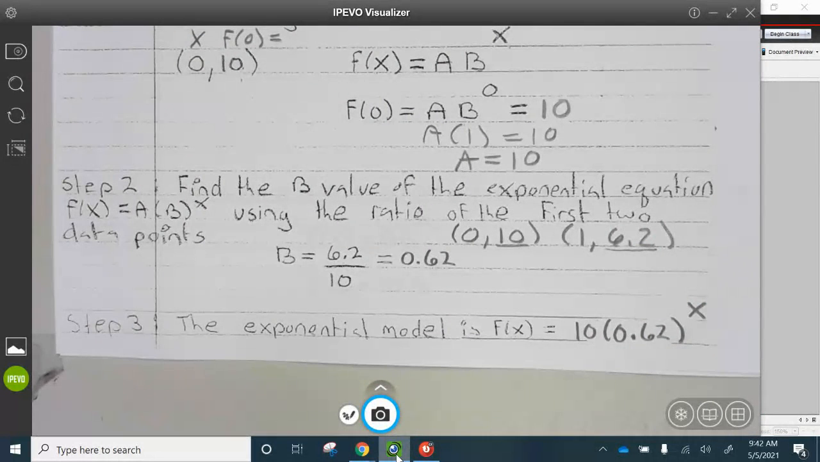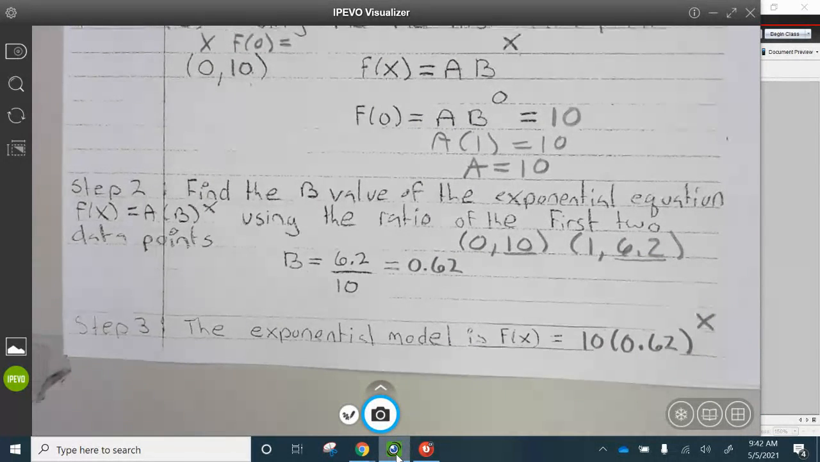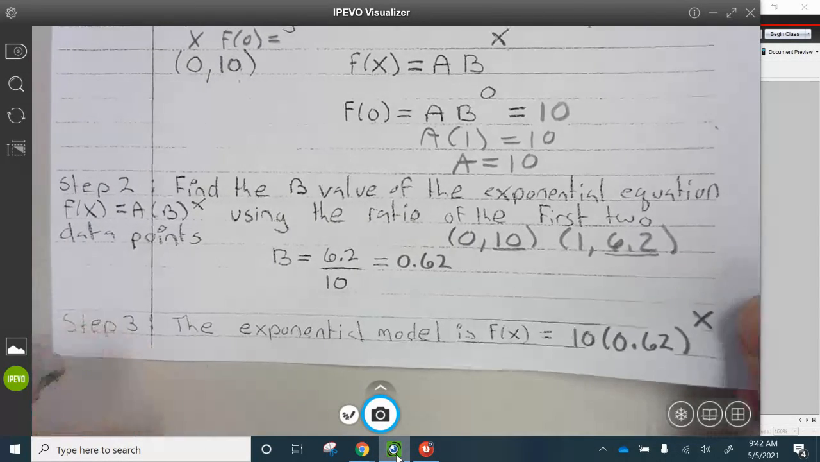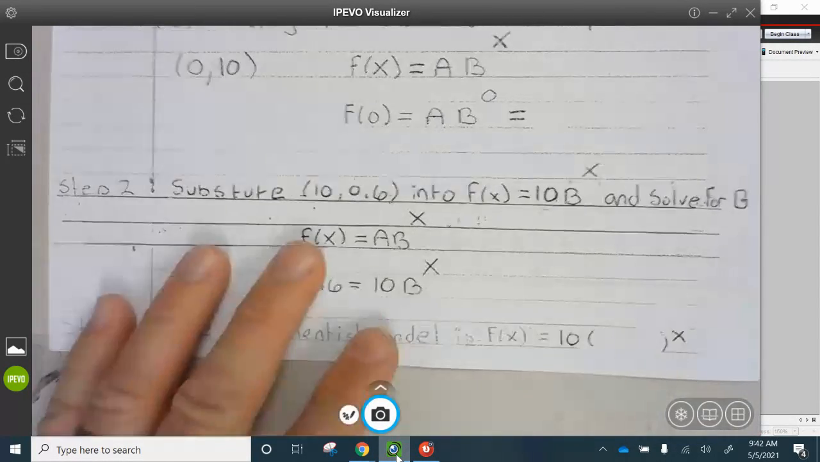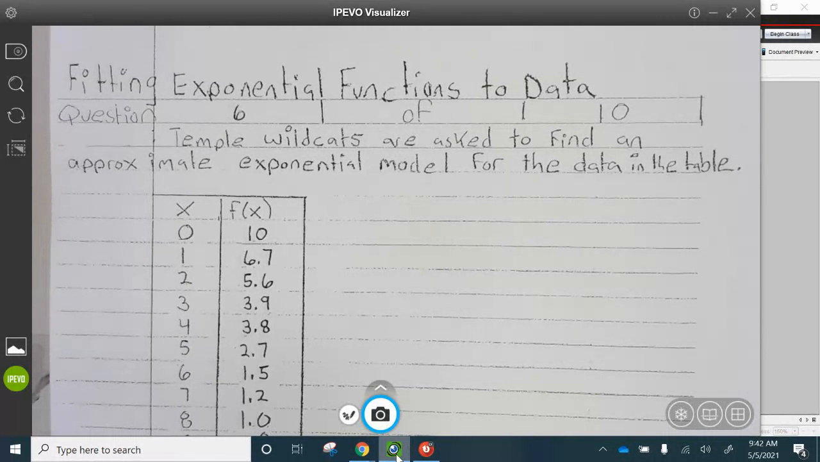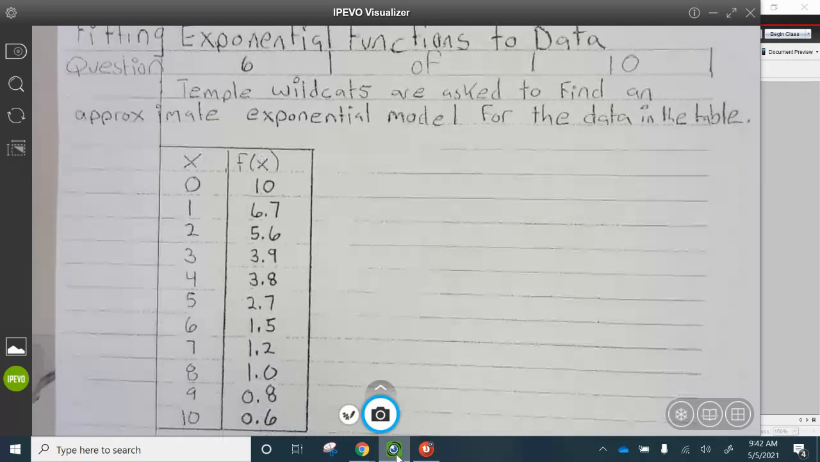All right, let's go and look at the next question. Okay, example 6 of 10. Temple Wildcats are asked to find an approximate exponential model for the data in the table. Okay, so here's your table.